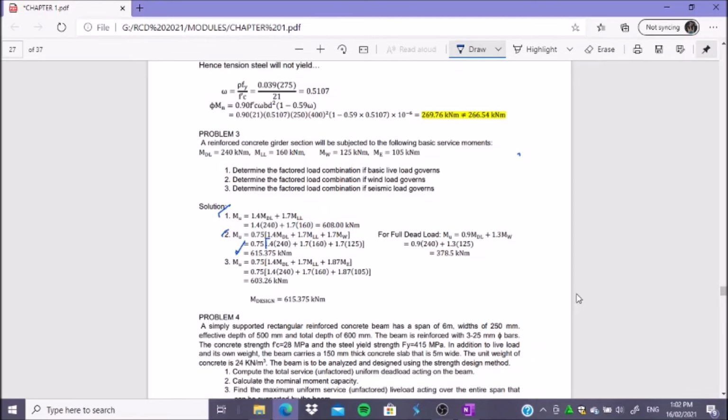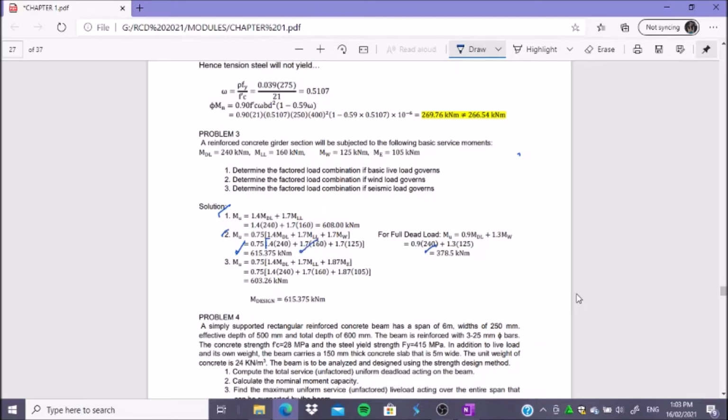But meron tayo doon ng another formula that if full dead load is assumed, then we have MU will be equal to 0.9 of M dead load plus 1.3 wind. So wala yung live load yan. So that's only 378.5, and therefore hindi naman siya mag-govern. Mas malaki pa rin yung 615.